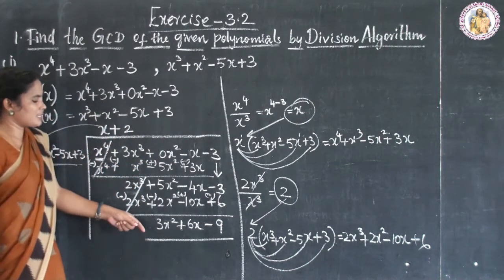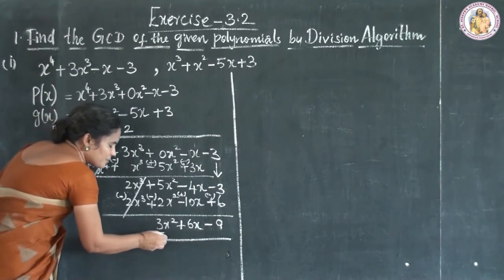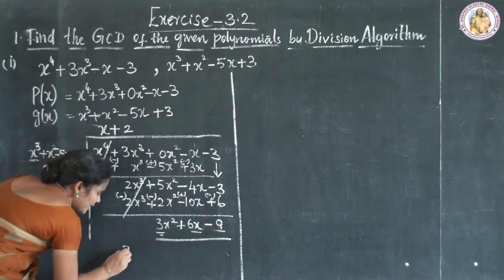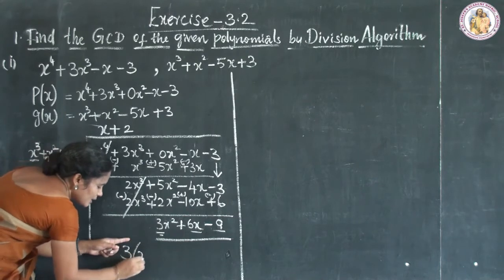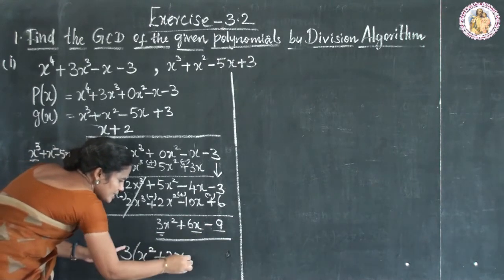Now children, you can see that we didn't get 0. Now you can see the multiples of 3 in each term. So taking 3 outside: 3x square, 3 twos are 6, 3 threes are 9.